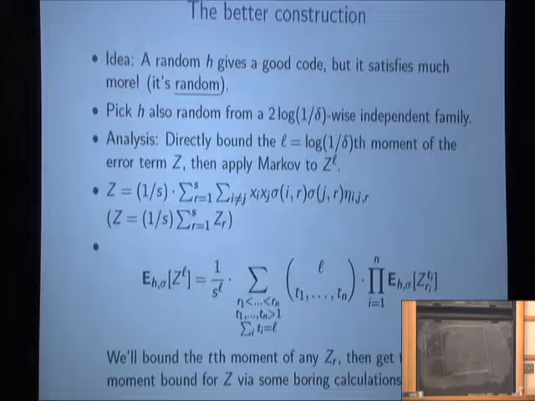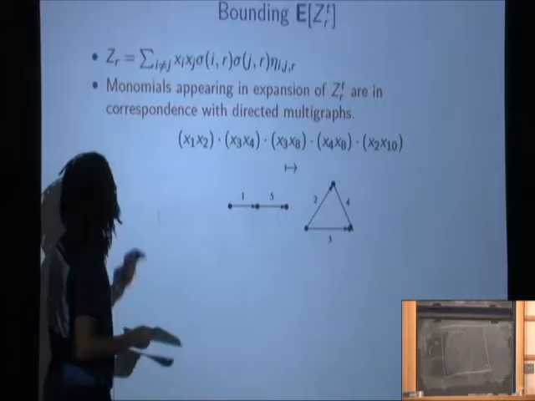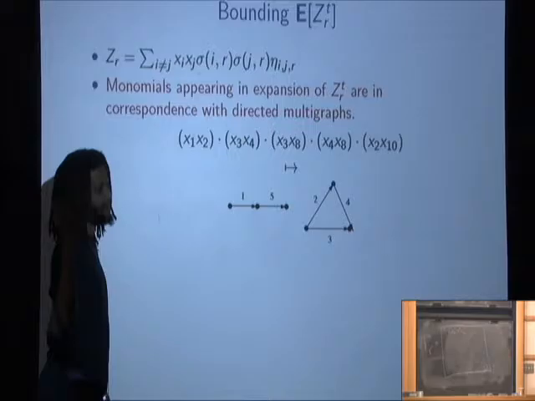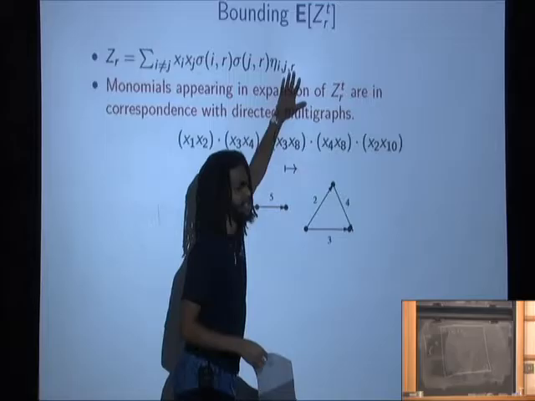So now I have slides, but I feel this is probably best done on the board. So we're going to bound the expectation of this thing. Okay, and the idea is, I have this summation over stuff, and I want to bound, let's say, its tth moment. When I take this raised to the tth power, I'm going to have a sum of a bunch of monomials. In the first term of this product, it's going to take some x_i x_j, and the next term it's going to take another x_i' x_j', then it's going to take an x_i'' x_j'', etc.